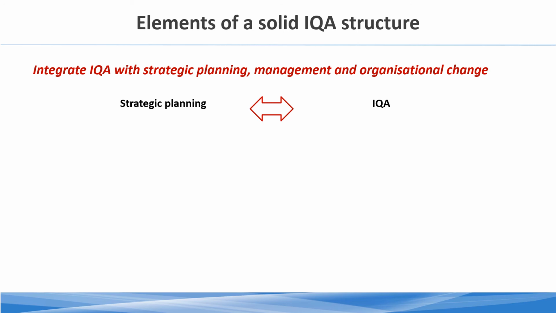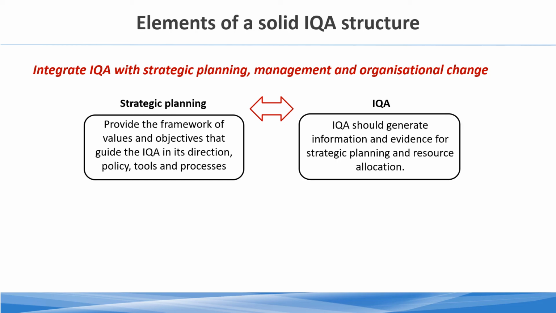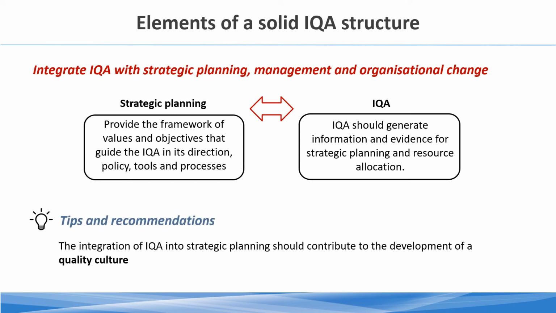IQA should not be structured as a standalone management function, but rather integrated with management processes. Strategic planning provides the framework of values and objectives that guide IQA in its orientation, policy, tools, and processes, while IQA tools generate information and evidence for strategic planning and resource allocation. The ultimate goal of IQA is to contribute to the development of an institutional culture of quality.